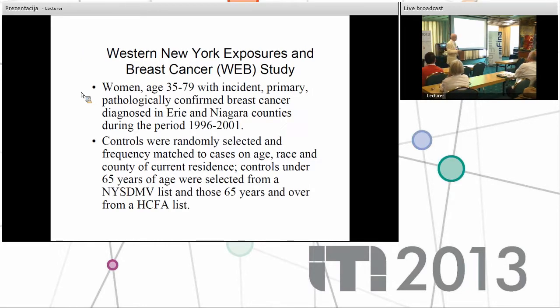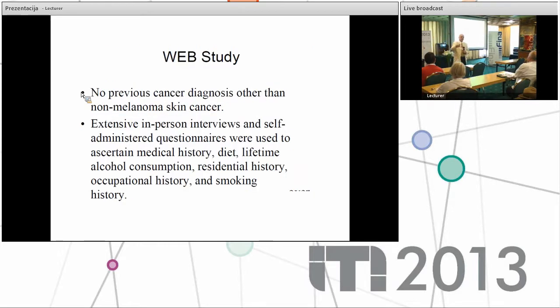So what we did is we developed a lifetime residential history, and it was for the WEB study. So it was Western New York Exposures in Breast Cancer. So we took women 35 to 79 years old in 2 counties. We collected cases and controls over a 5-year period. And controls were randomly selected on age, race, and county of current residence. And for under age 65, we got people without disease from driver's license and over age 65 from Medicare. And so we randomly selected and then asked people to come into our center for detailed in-person interviews and self-administered questionnaires.